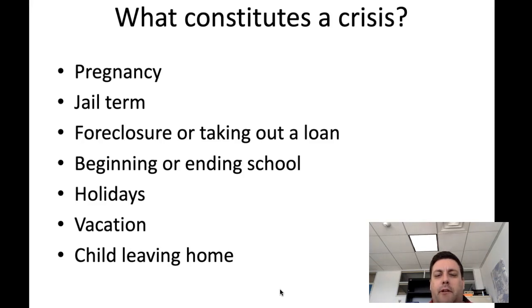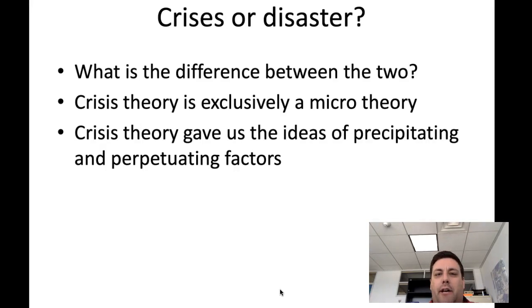Interestingly, Caplan actually thought that a crisis was one of the things that could be defined by a person, and although other people didn't necessarily agree with him, he saw crisis really as something that people could sort of define on their own. So other things could be a crisis as well, a pregnancy, a jail term, something to do with a loan, especially a significant amount of money when it comes to a house or a business or something like that. Beginning school or ending school, vacation, holidays, a child leaving home.